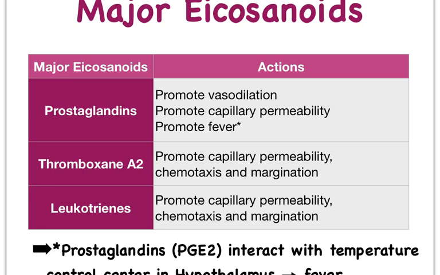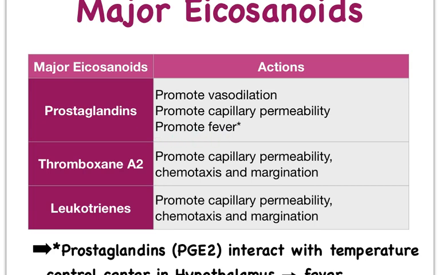Before we take a look at how these eicosanoids actually impact us in inflammation, I'm showing you here a table with what I think you should know as being the three major examples of eicosanoids. They're all going to function in some aspect of the vascular or the cellular phase of acute inflammation. Notice that the prostaglandins also promote fever.